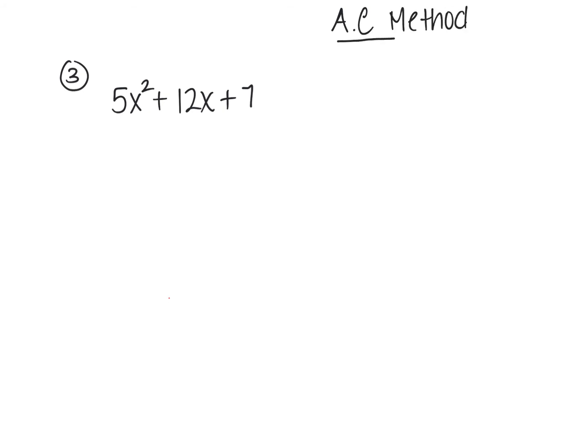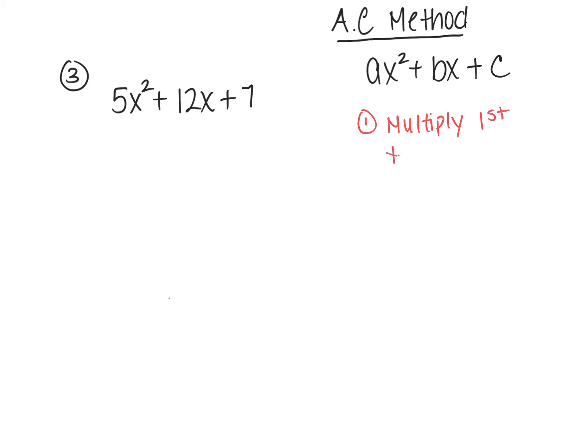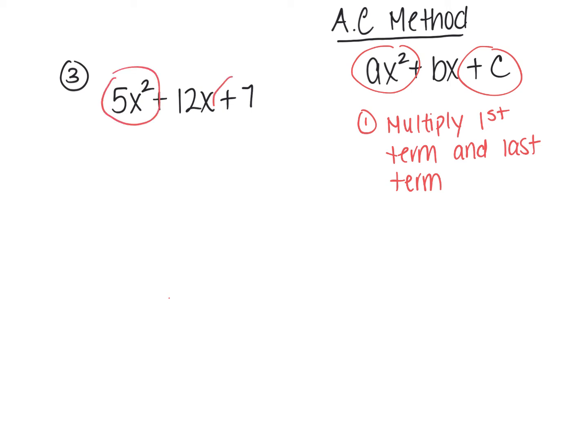And the reason why we call it the AC method is because all quadratics are in the form ax squared plus bx plus c. So 5x squared, 5 is the a, bx, b is the 12, and c is 7. So the way the AC method works is step 1. We multiply a and c. So first term and last term. So the a and the c is where we get our name. So we multiply the first term and the last term. And 5 times 7 is 35, and x squared we just tack on.